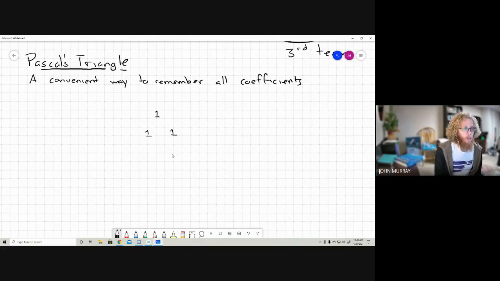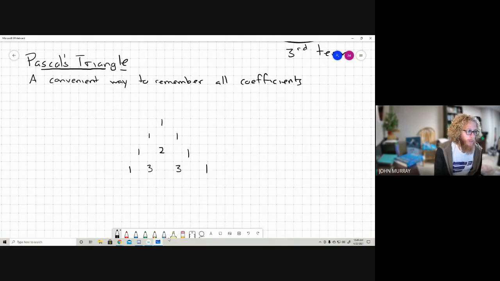My third row is going to have 3 numbers. Those numbers are 1, 2, 1. My ones are looking a little funky there. Let me fix those. I'm just going to put a line. 1, 1, 1, 1, 2, 1. My fourth row has 4 numbers, and those numbers are 1, 3, 3, 1.